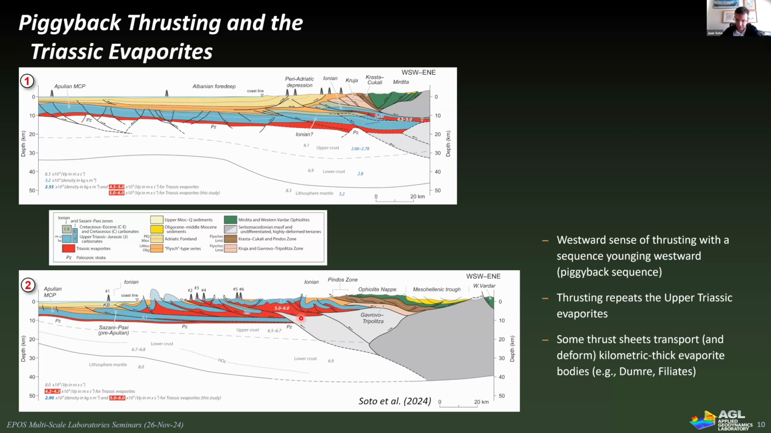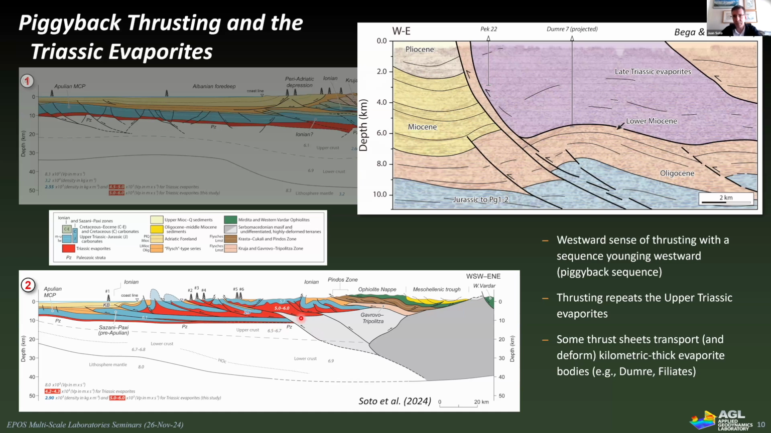So if we incorporate observations from seismic, for example, in Albania, like the Dumre structure, look at it. We have nearly 6 kilometers of thickness of Triassic evaporites overthrusting lower Miocene strata. And on top of these bodies of Triassic evaporites, they are not covered by Miocene or even Pliocene strata. How to explain that?